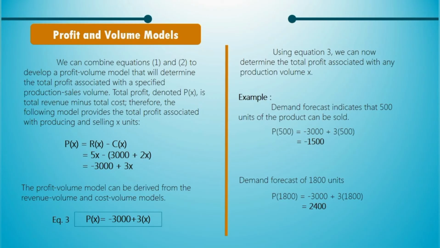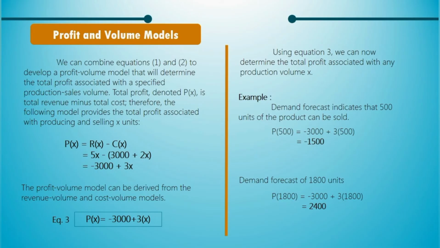So the total profit, denoted as P, is equal to total revenue minus total cost. Therefore, the following model provides the total profit associated with producing and selling x units. By just combining the two, we can now have equation 3, which is the profit equals negative 3,000 plus 3 times x. Let's try to use our profit and volume model.